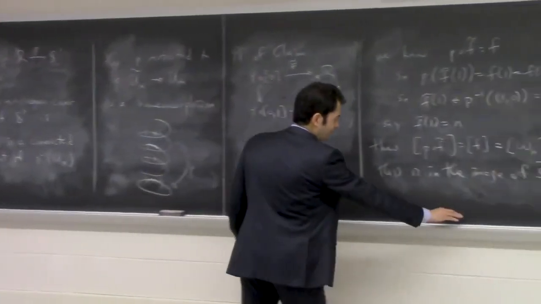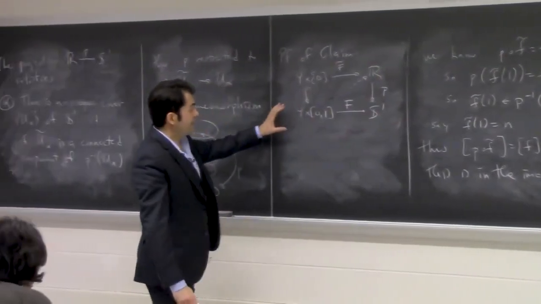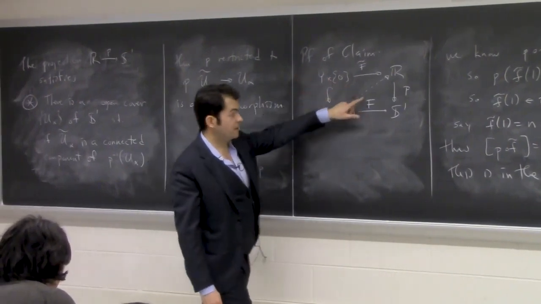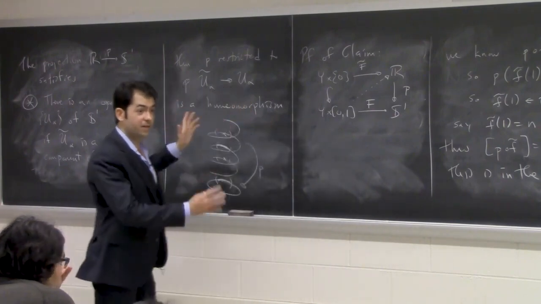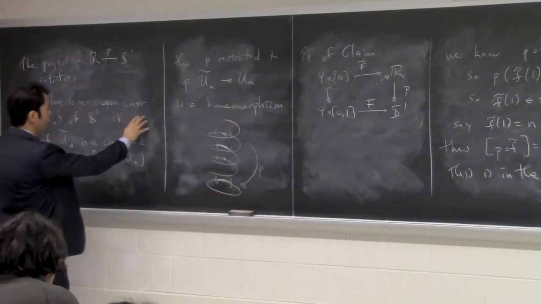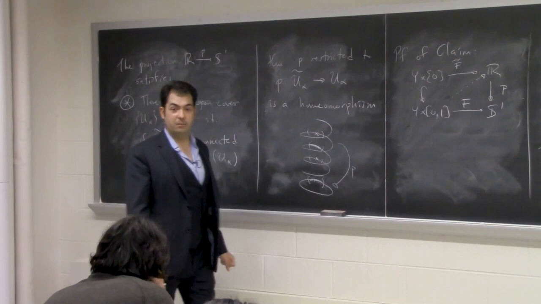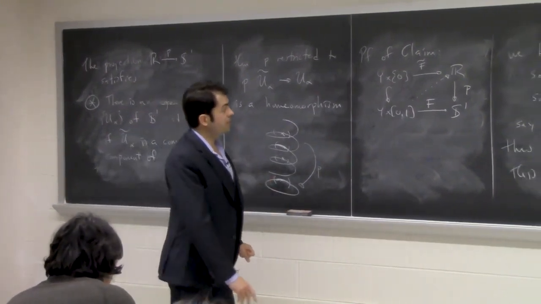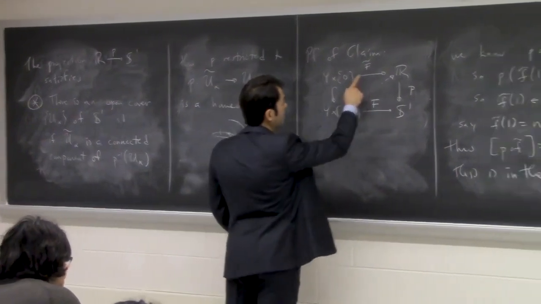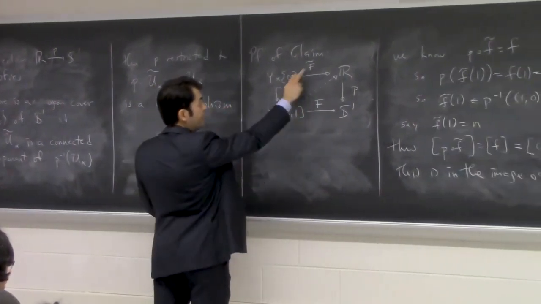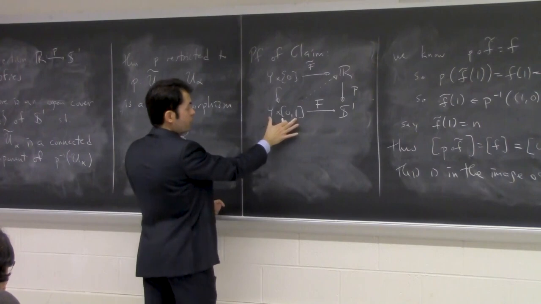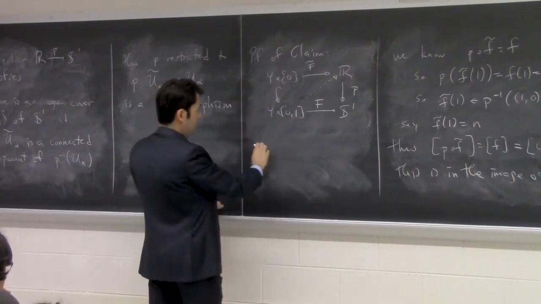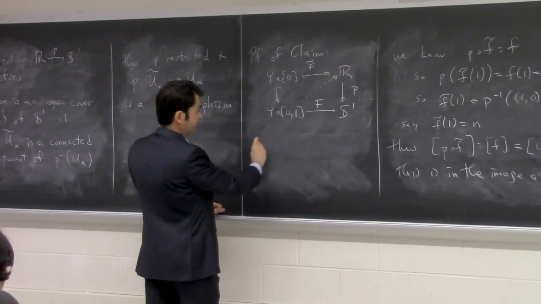OK, so here's the situation. We have the drawn-in arrows. We want the dotted arrow. And the thing we have to work with is this fact about the covering map. OK, so we're going to extend this F tilde to larger and larger subsets of this. OK, so we're going to do this in 3 steps.